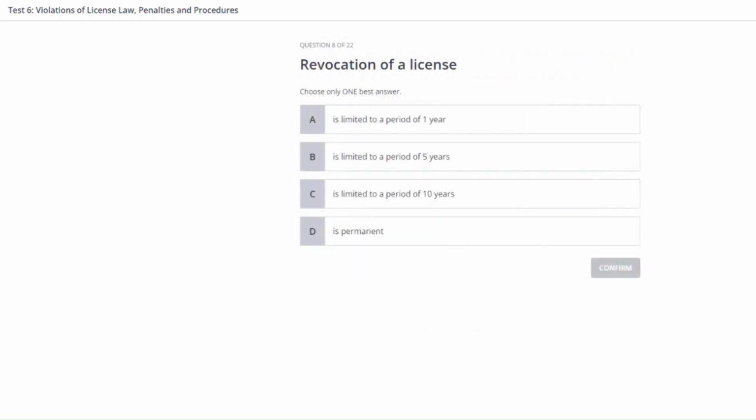Question number 8. The question is Revocation of a license. Here are your options. Option A is limited to a period of 1 year. B is limited to a period of 5 years. C is limited to a period of 10 years. D is permanent. Take your time to carefully consider the question. Think about the consequences of license revocation. When you're ready, make your selection.